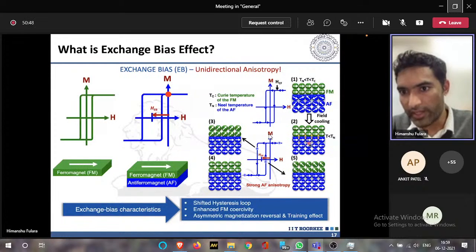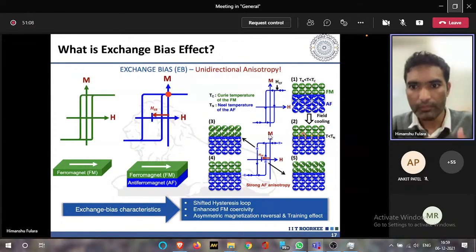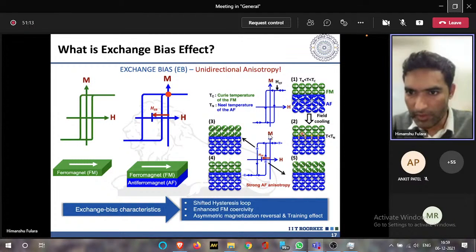Now, because of this ordering of spins, there is an exchange interaction across the interface. What this exchange interaction does is hold the nearest ferromagnetic spins at the interface. So when you try to reverse the magnetization of this layer, these spins will hold these spins. Then you will require a very large magnetic field to flip these ferromagnetic spins. So your magnetization reversal will take place at a very high magnetic field.